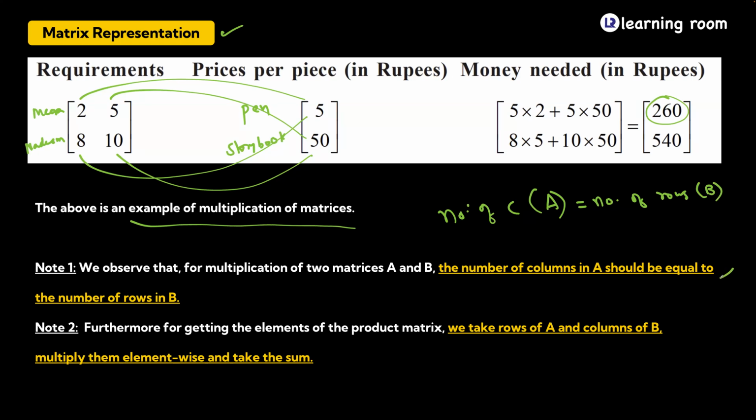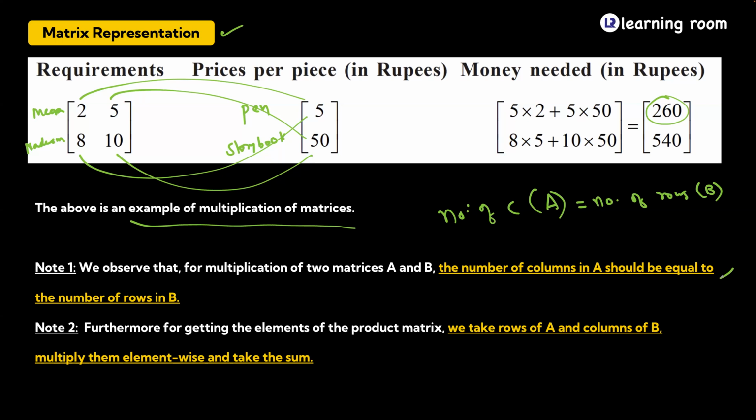Secondly, what did we do? For getting the elements of the product matrix, what do we take? We take the elements of a row of A and multiply them with the elements of a column of B, and then add them, right? So we take rows of A and columns of B, multiply them, and then add them element wise. These are the two basic steps to be followed in matrix multiplication.